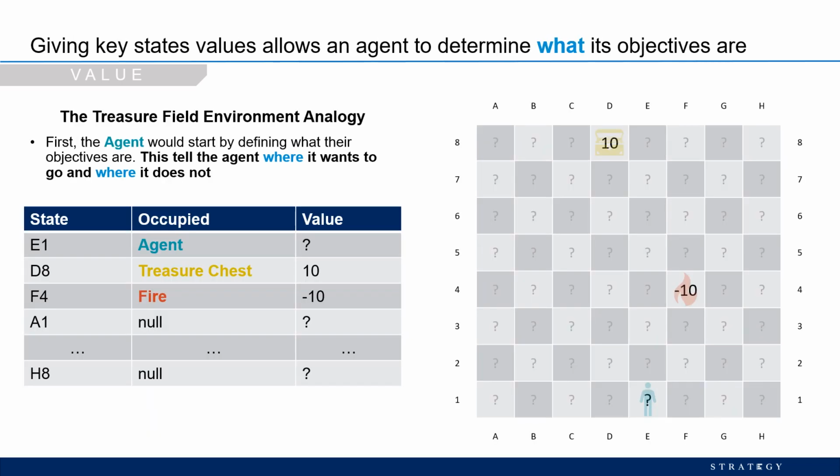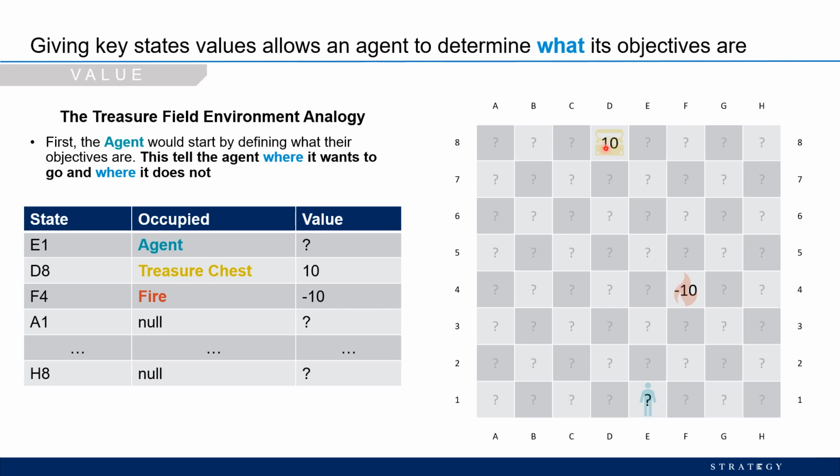Now, going back to the treasure field analogy, previously we did have states, but none of the states really mattered because we didn't have a way to value them. Now, if we take this concept of value, we can start to value states differently. From a high level, we can define that we're going to give the treasure chest a value of 10. Completely arbitrary, but that's what we're going to give it. Same thing with the fire. We're going to give it a negative 10 because we want to go to the treasure chest, but we want to avoid the fire. And what this does is it helps us define what state is desirable, what our objective is, and what our objective is not.